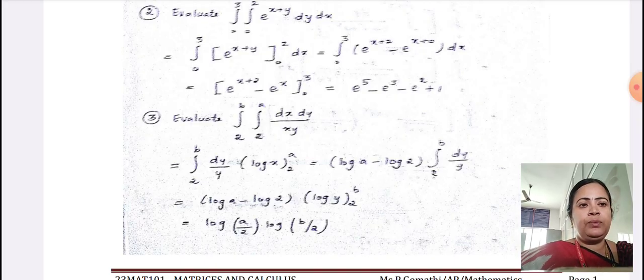So integral dy by y is nothing but log y between the limit 2 to b. So log of b minus log of 2 into log a minus log 2. So log a minus log 2 can be written as log a by 2 using the property log m minus log n is equal to log m by n. Similarly, we can write log b minus log 2 to be log b by 2. So this is our solution, that is log of a by 2 into log of b by 2.